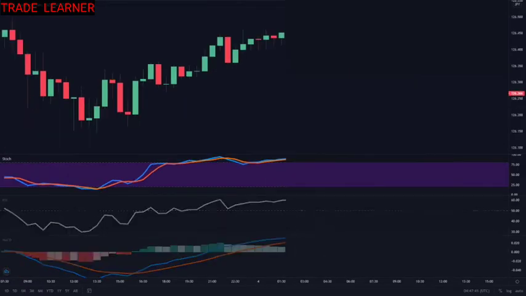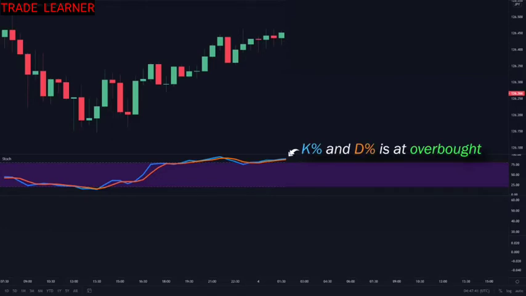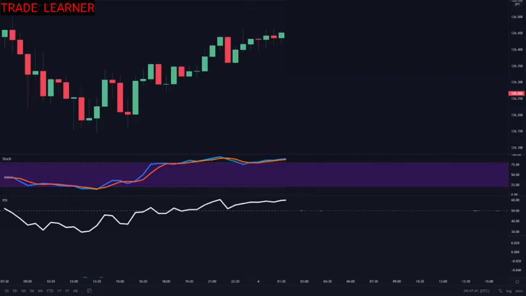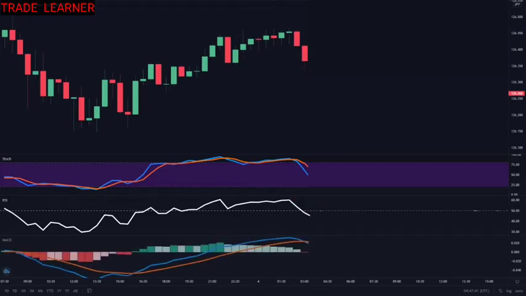In this chart, we can see that both of the K and D lines are at overbought, meaning we're going to take a sell position. Then, you want to confirm the downtrend by making sure that the RSI is below the middle line. The next step is you want to use the MACD to further confirm the downwards momentum by waiting for the MACD line to cross below the signal line and make sure that both of the K and D lines still haven't hit oversold. Once this happens, you take a sell position.